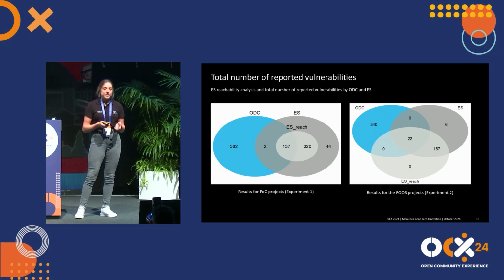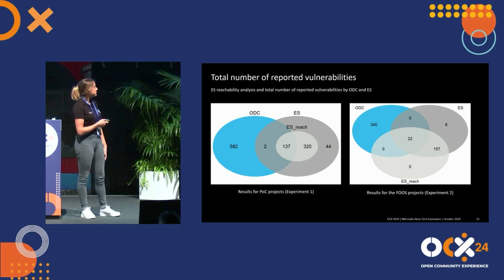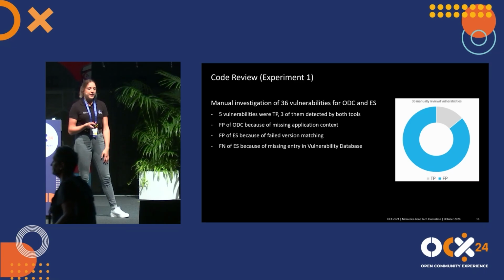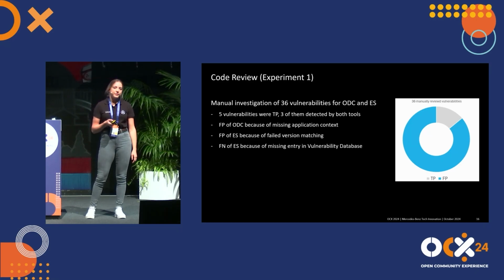And of course, we wanted to know why. Why do these tools differ so much from each other? So we did a manual code review on the proof of concept projects, and we investigated 36 of the total vulnerabilities on a pseudo-randomized subset. We found that only 5 of these 36 vulnerabilities were true positives or could be true positives. Of these 5, 3 were detected by both tools, the other 2 only by OWASP Dependency-Check.